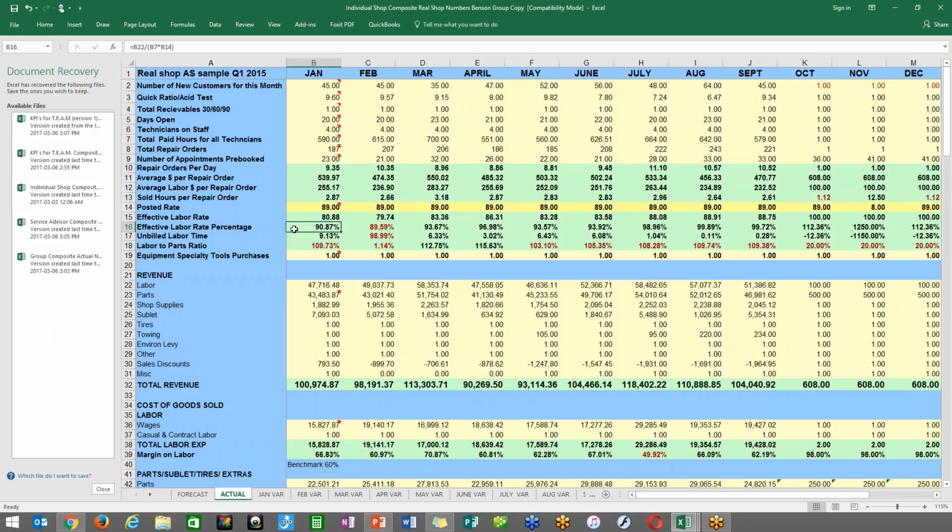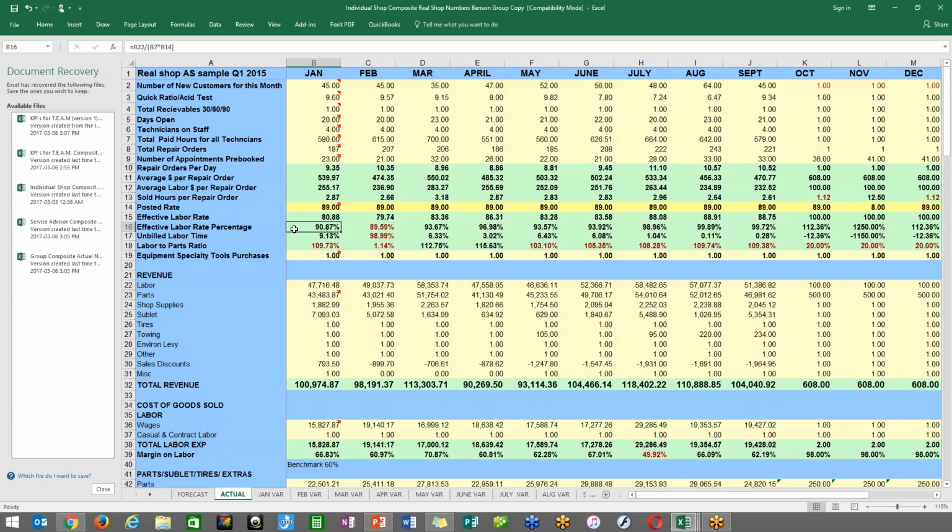What causes that? Well, if you do lots of oil changes, you're not collecting $89 an hour. It's going to be much less. If you do a lot of tire repair, it's most likely going to be lower. If you do a lot of maintenance, it's going to be a lot higher. So there's a lot of things that will increase or decrease effective labor rate.